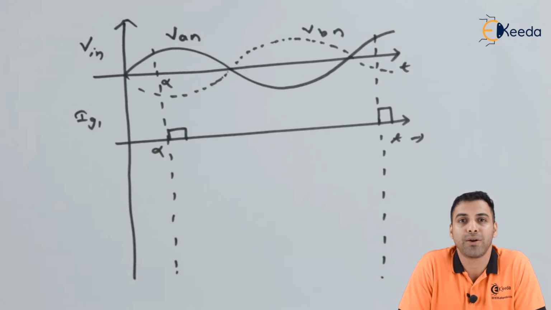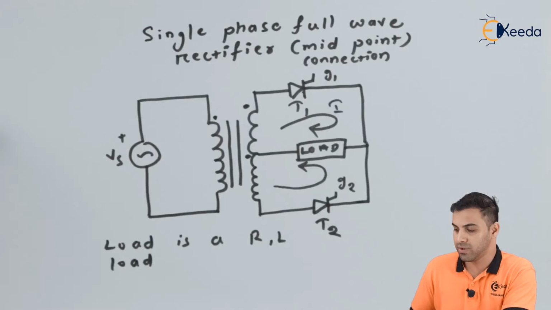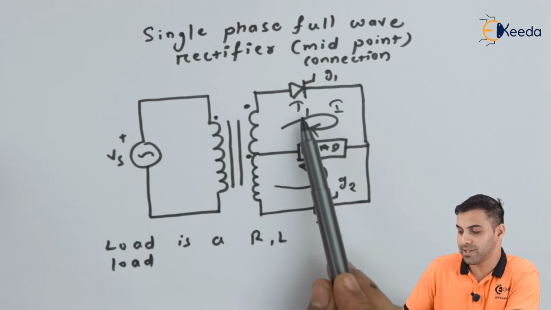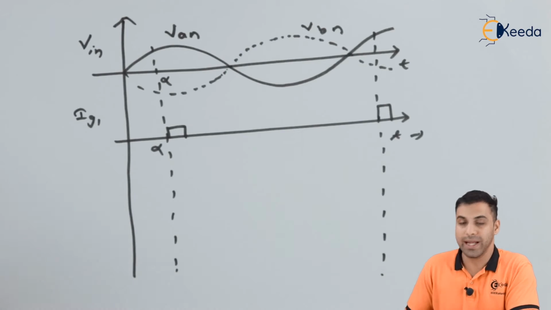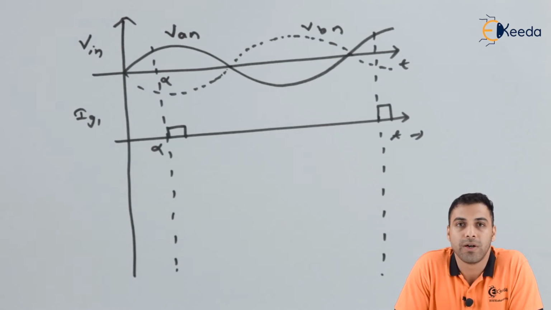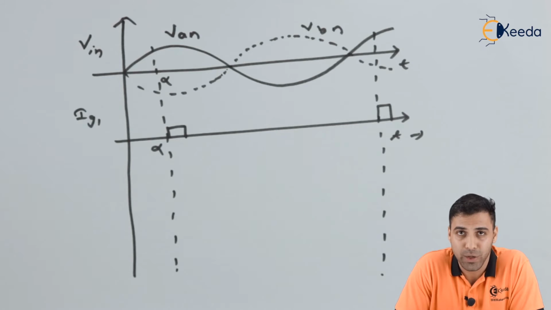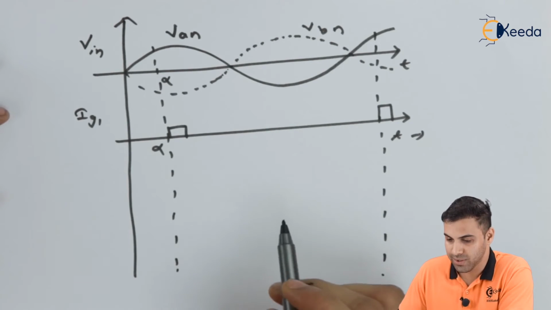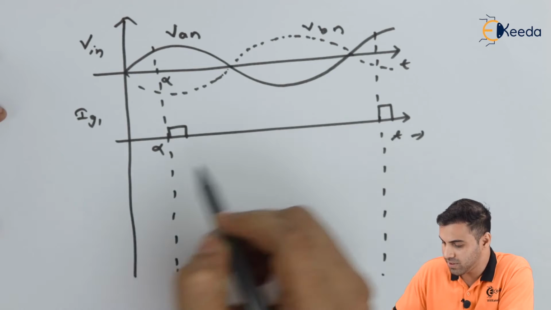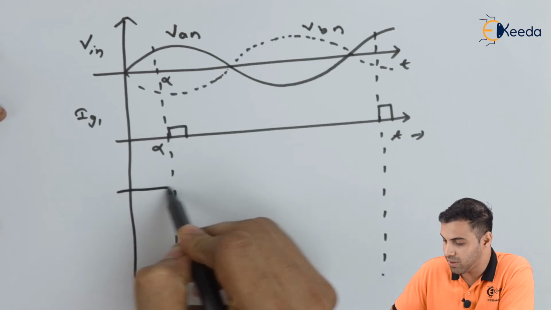Now friends, I would like to show the diagram again just to be clear about thyristor 1 and thyristor 2. So friends, this is thyristor T1 and this is thyristor T2. Now let's draw the gate current of thyristor T2. Thyristor T2 is responsible for the negative half cycle and thyristor T1 is responsible for the positive half cycle.